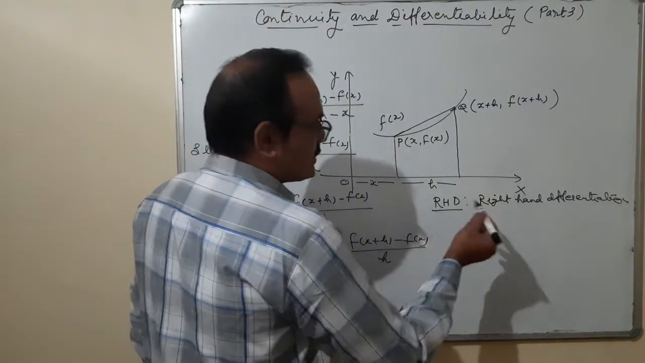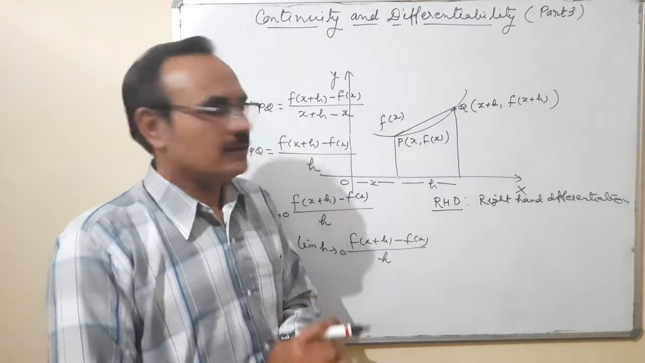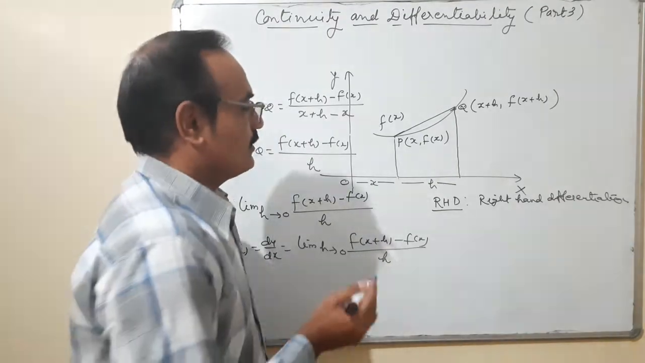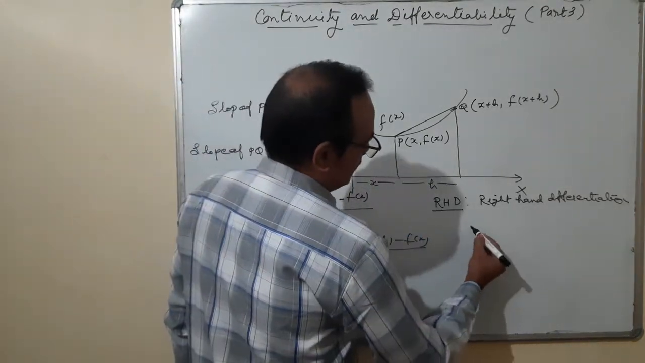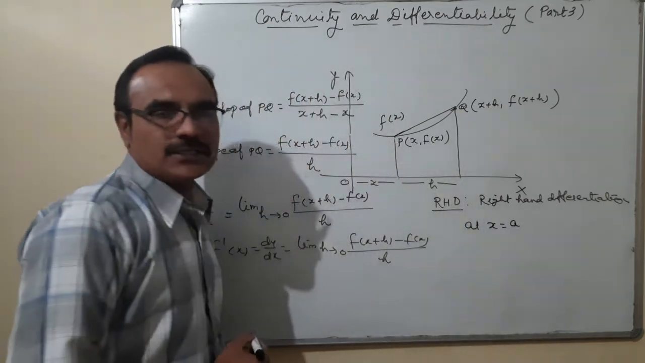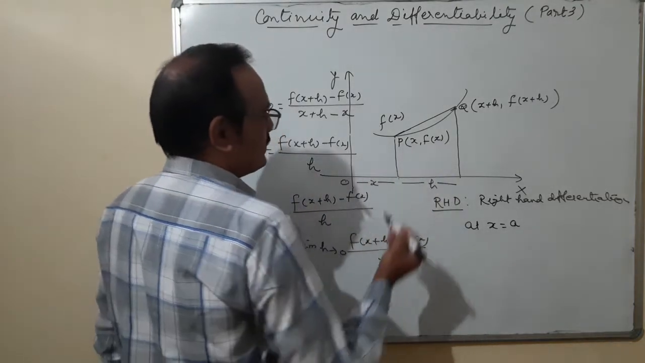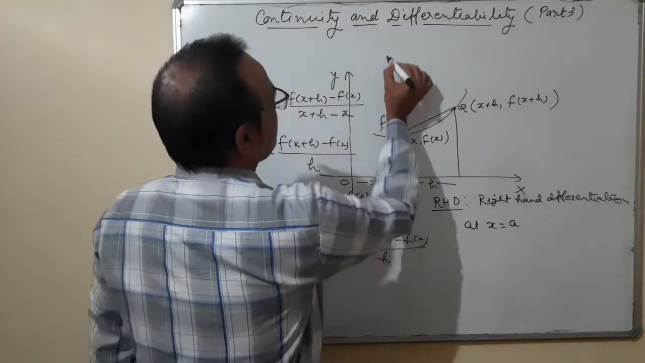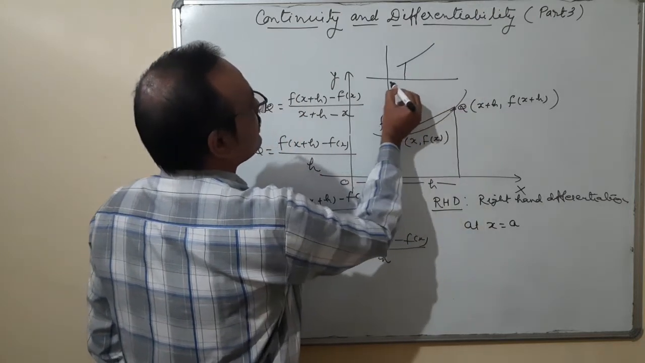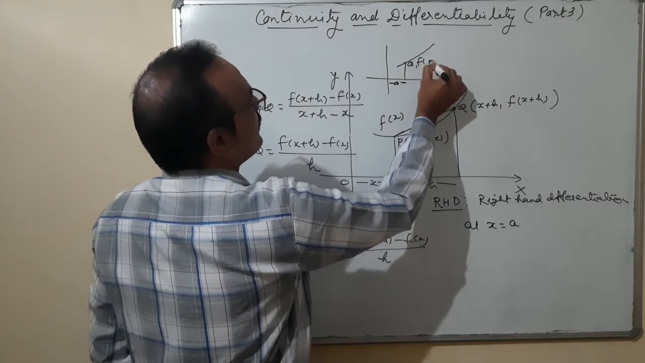When we are going to check differentiability of any function, the function is to be checked at any point. Let us check the differentiability at x equal to A. So in place of x, I will take a point here. Suppose this point is A, this distance is A. Then this point is A and f of A.